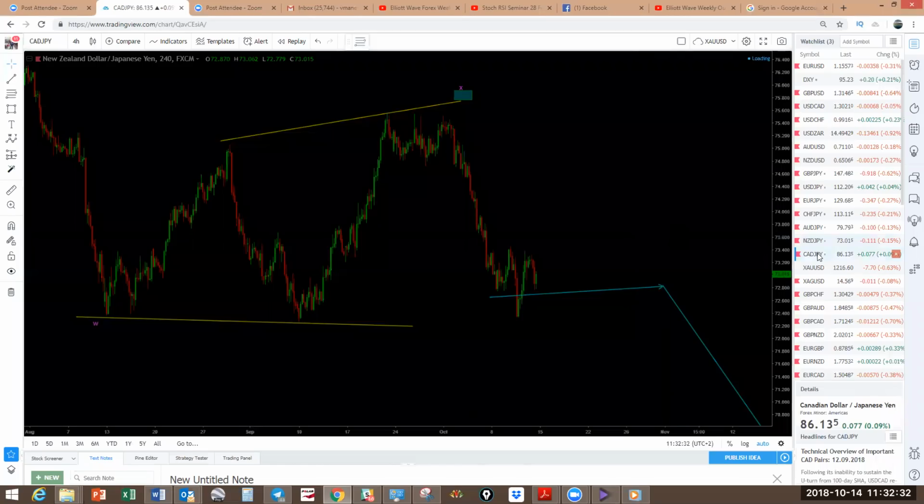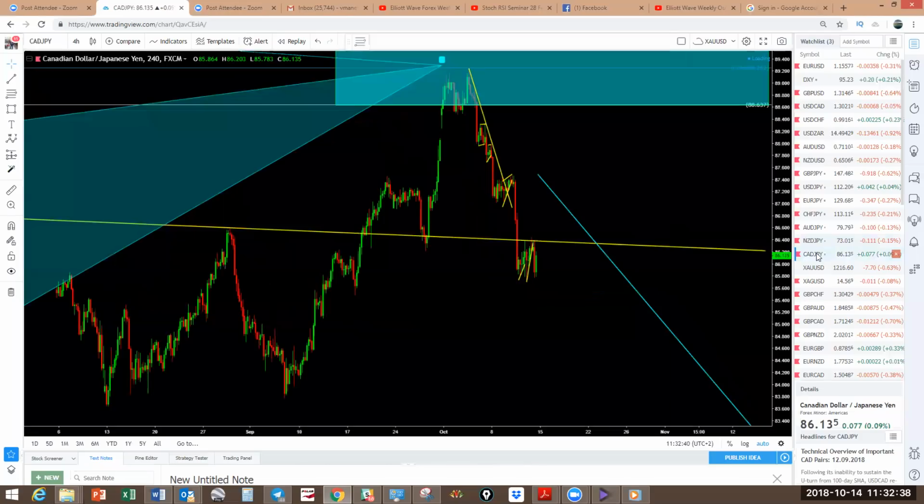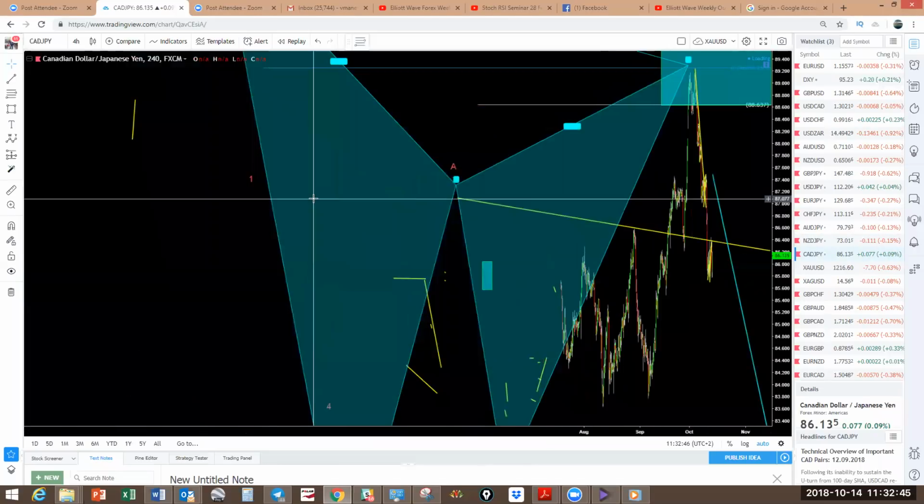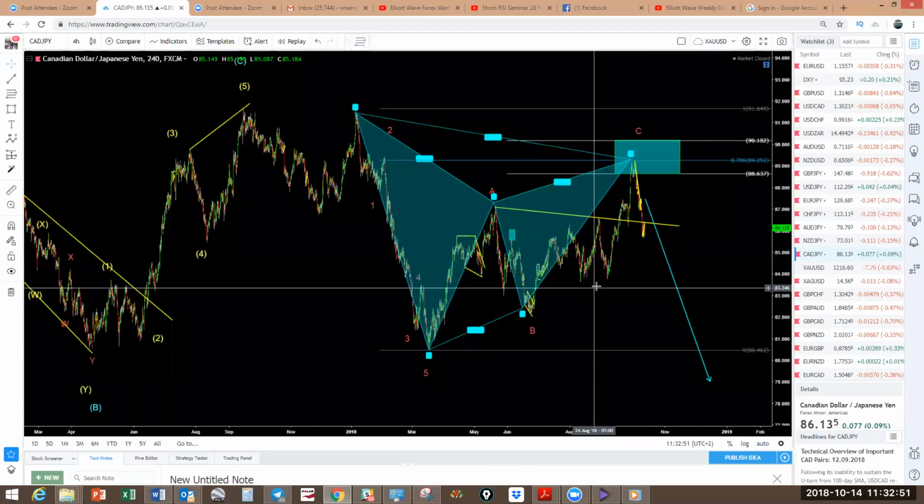CAD yen. Last week I showed you a harmonic pattern here. I don't often show you these harmonic patterns, but when I do show you, it actually plays out. So let's have a look at CADJPY. Now, if you look at CADJPY, this is the pattern. Go watch last week's video.